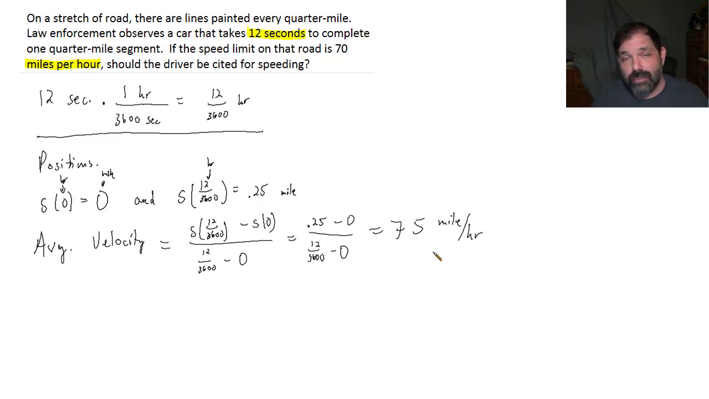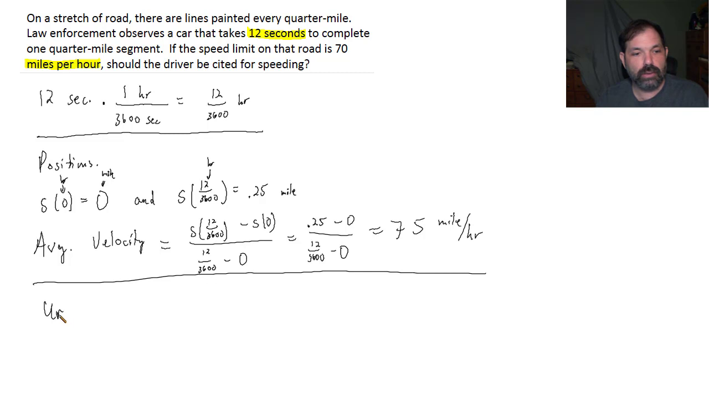So if the average speed is 75 miles per hour, it should seem reasonable that at some point over the time interval 0 to 12 seconds, the instantaneous velocity should have also been 75 miles per hour. Should that driver be cited for speeding? Yes.